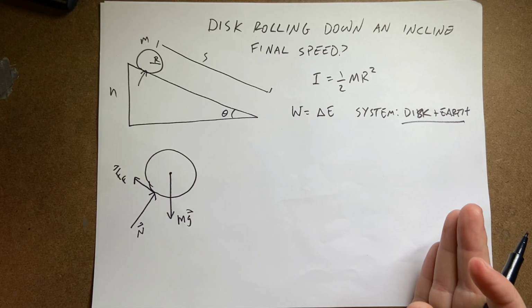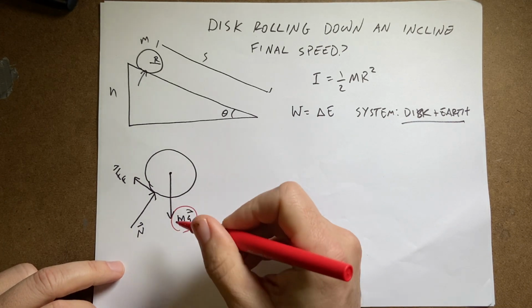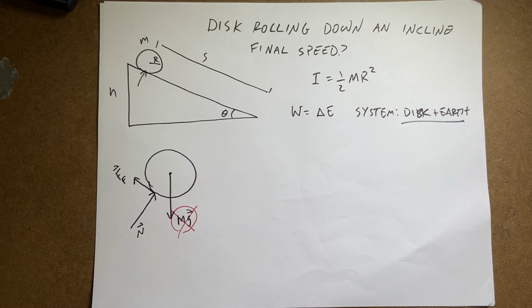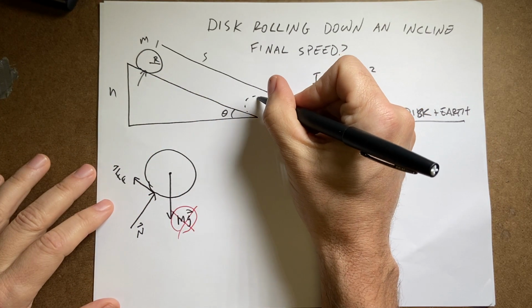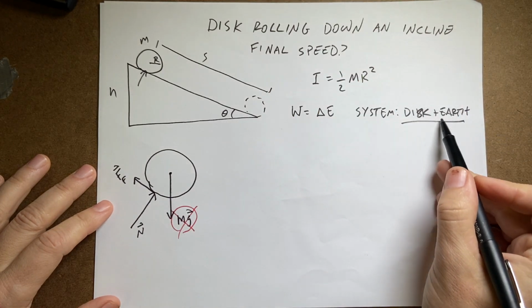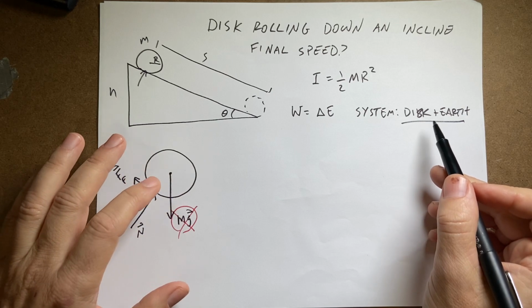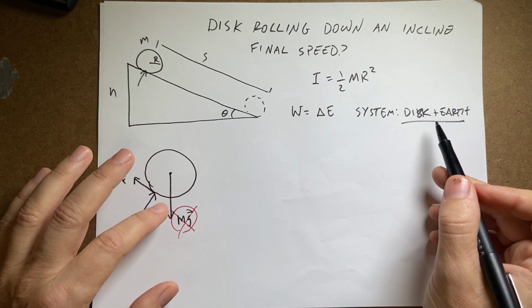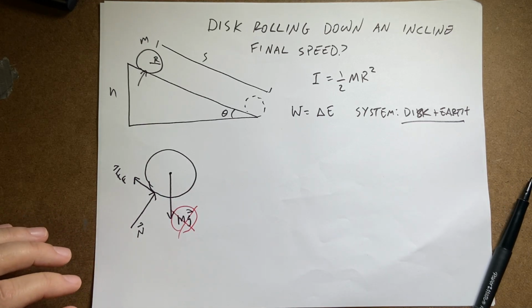But which of these forces do work? That's the most important thing. This first one, the gravitational force, does not do work on the system as it moves from here down to here. Why? Because the disk and the Earth are part of the system, so this is an internal force. This is why I have change in gravitational potential energy. So that doesn't do any work. What about the normal force?